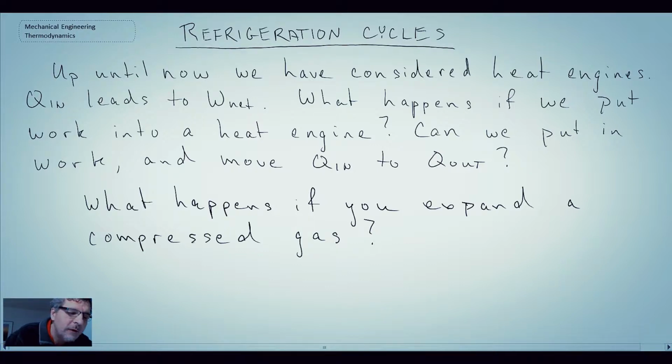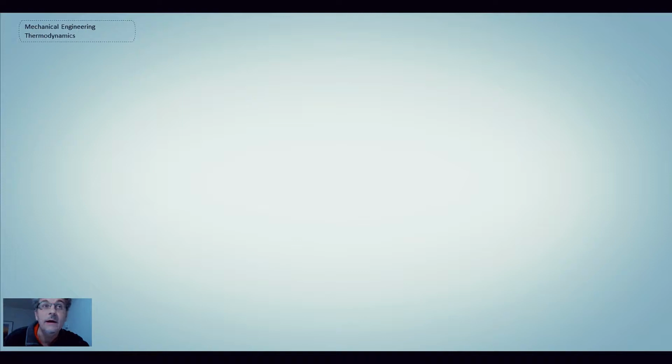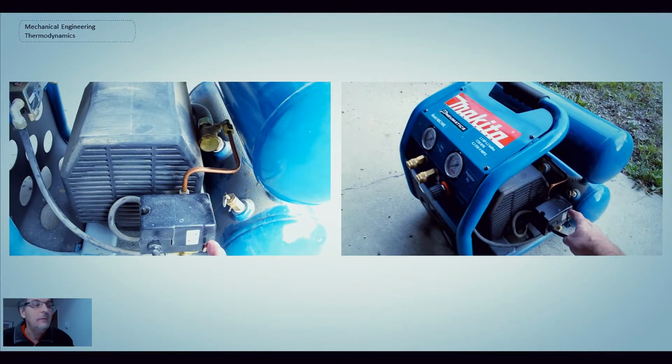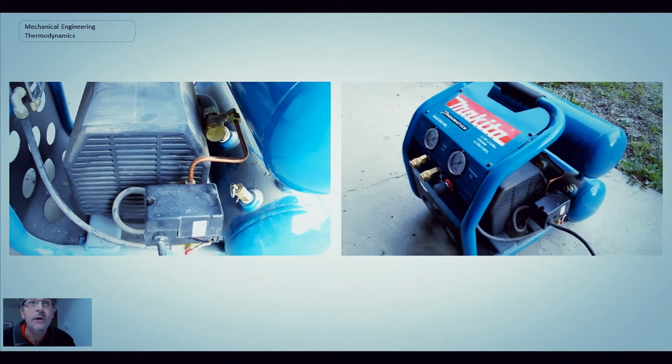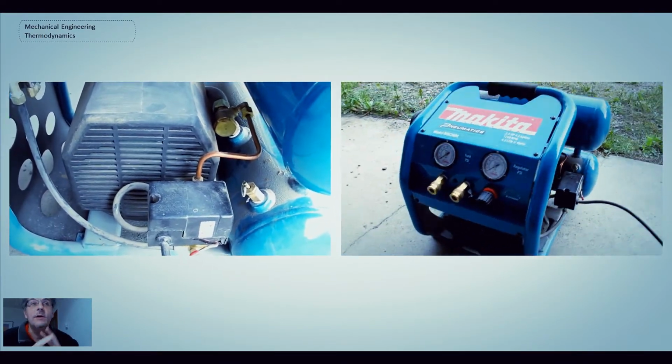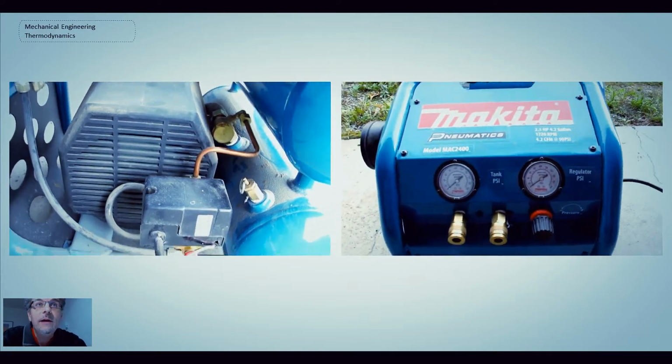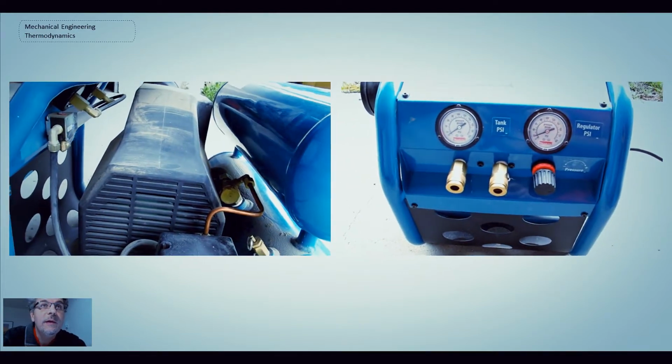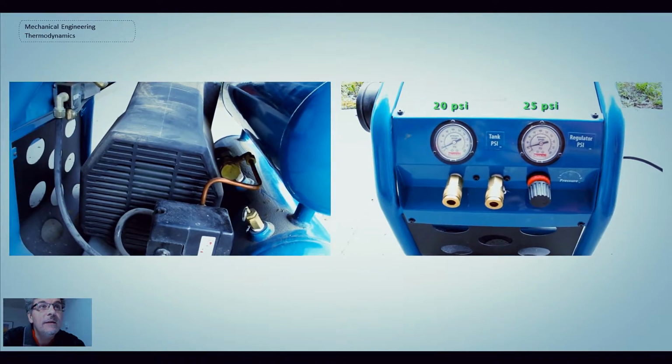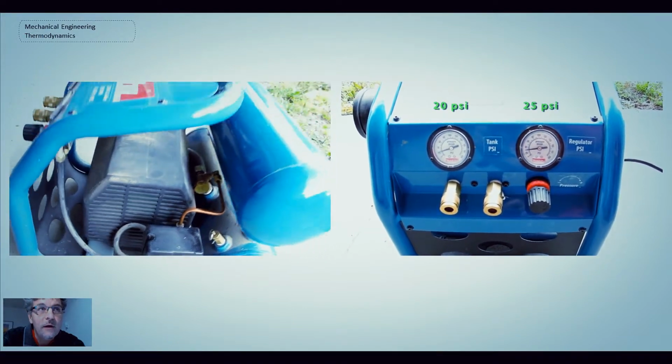And so we're going to take a look at a quick video of the process of compressing a gas and then expanding it, and we'll see what happens. So let's watch that now. So what we have is a standard compressor. We have it compressing now. On the right-hand side, you can see the pressures within the tank and the regulator, and on the left-hand side, you get a view of the compressor itself.